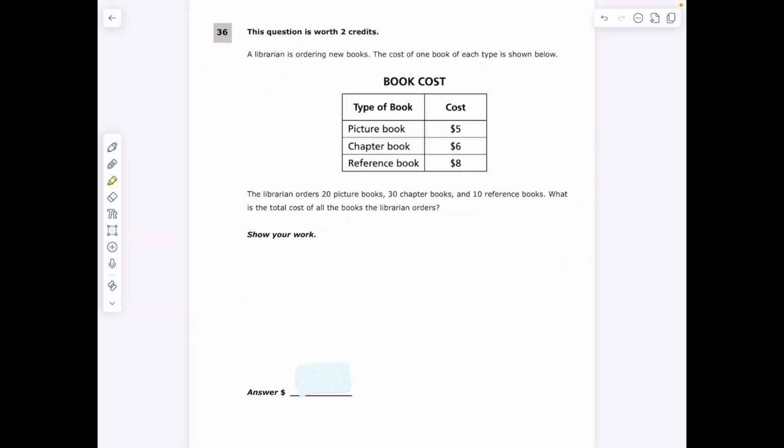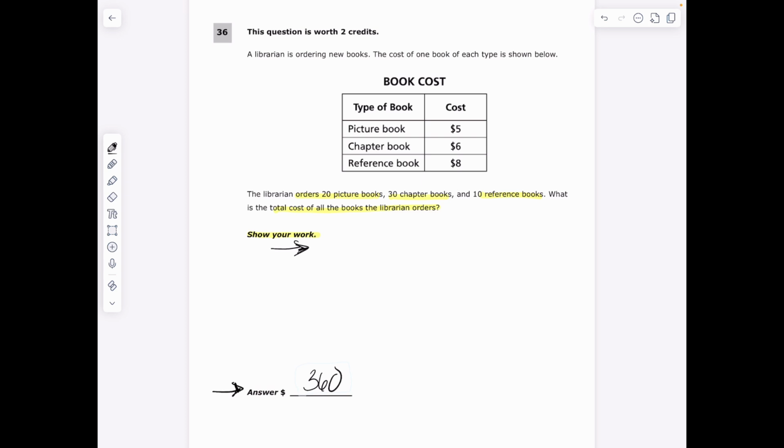A librarian is ordering new books. The cost of one book of each type is shown below. So it's on that table. The librarian orders 20 picture books, 30 chapter books, 10 reference books. What is the total cost of all the books that she orders? And I have to show your work. So you get a point for the answer, get a point for getting this right answer, and you're going to get another point for being able to show your work how you got that answer. And the answer here is 360. So give yourself a point if you got 360.